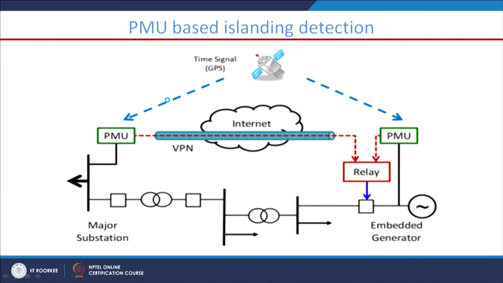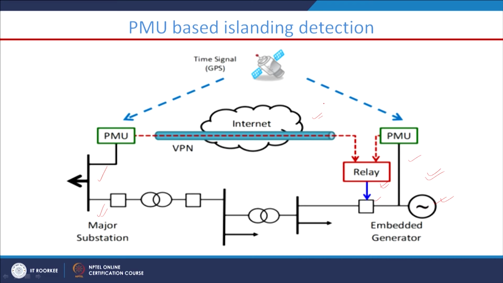Now, the PMU based island detection technique. In this figure, we have considered a bus where one PMU is installed and here another PMU is installed, and these two PMU data are sent to this relay. Let us say this relay is our islanding relay or island detection relay, and this is our circuit breaker, which is triggered with the help of this islanding relay. This is our embedded generator or DG, or you can say the DER, and this is our major station, meaning our main grid system. And here is the communication infrastructure.